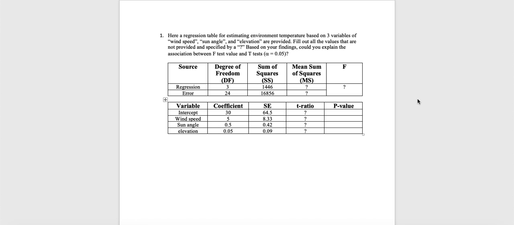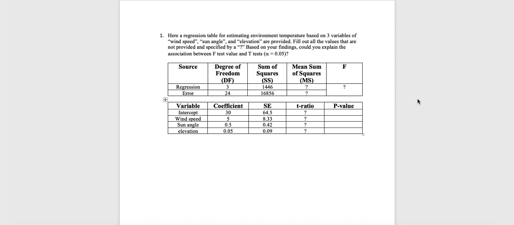So the problem states, here a regression table for estimating environment temperature based on three variables of wind speed, sun angle, and elevation are provided. Fill out all the values that are not provided and specified by a question mark. Based on your findings, could you explain the association between f-test value and t-test? And it gives us alpha equals 0.05.